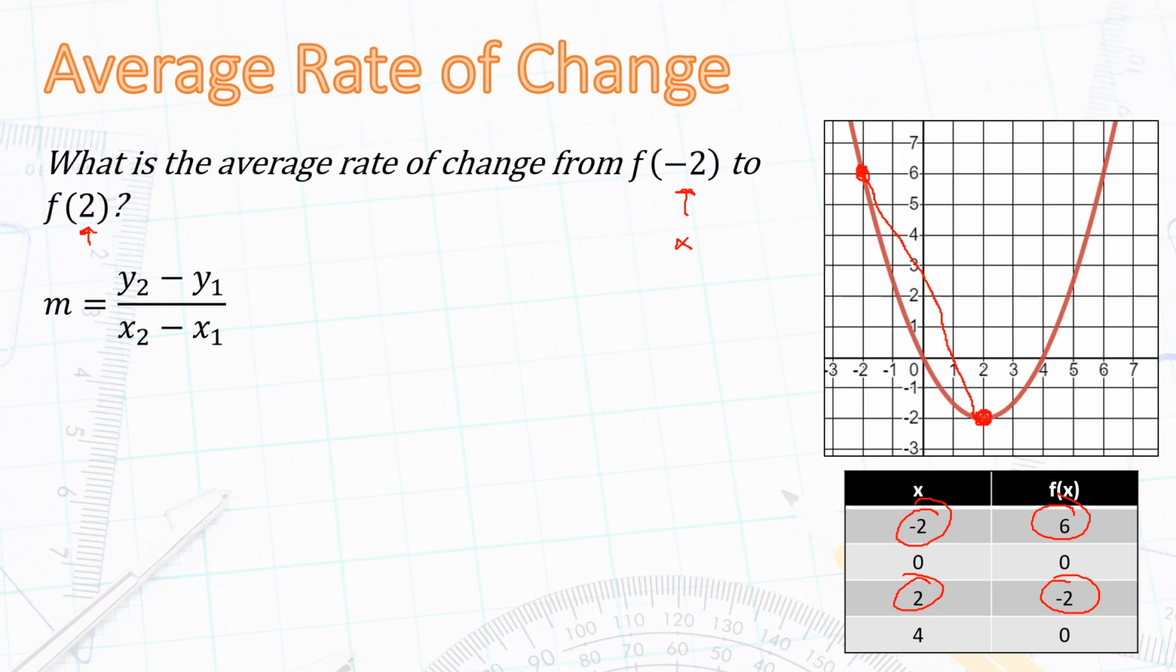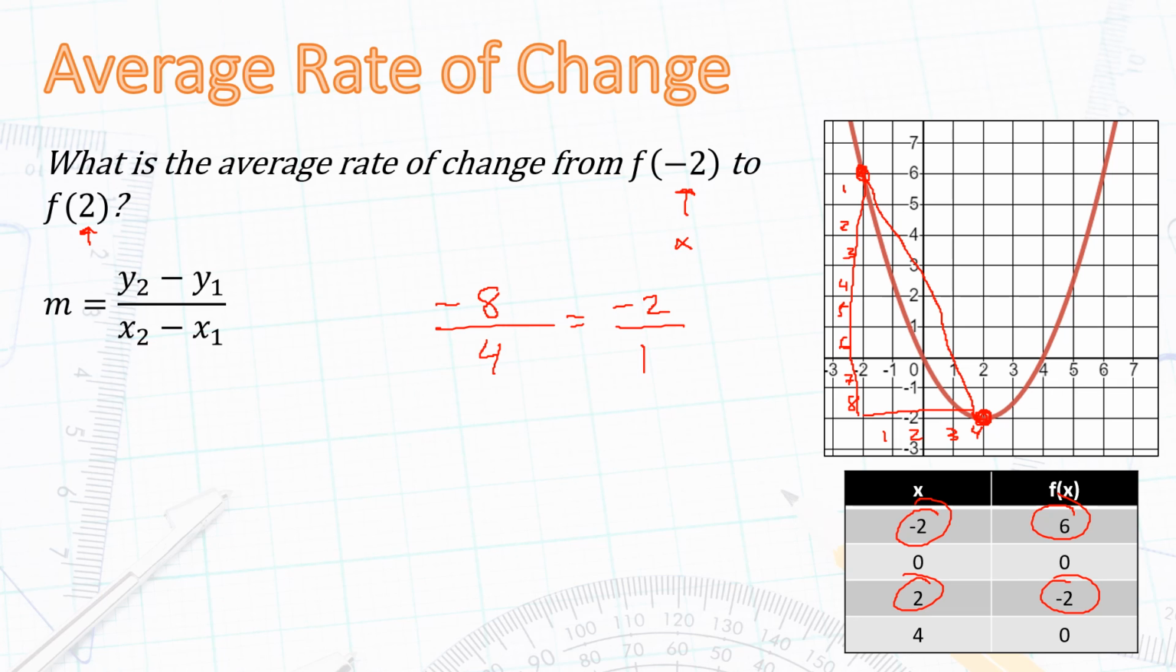And I'm going to count boxes for this one. So it's going to go 1, 2, 3, 4, 5, 6, 7, 8 down. So it's a rise of minus 8. And then it's going to be over 1, 2, 3, 4. And minus 8 divided by 4 can be simplified. So 8 and 4 are both divisible by 4. So that'll be minus 2 over 1. So an average slope of minus 2.